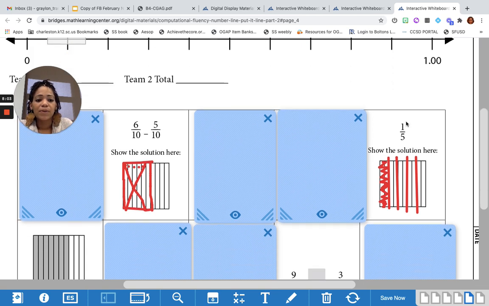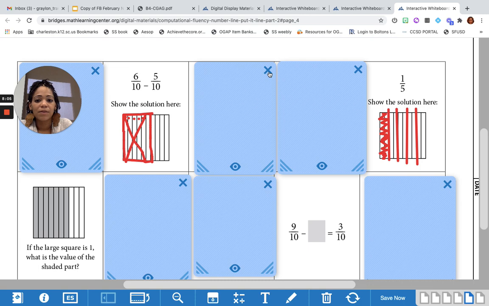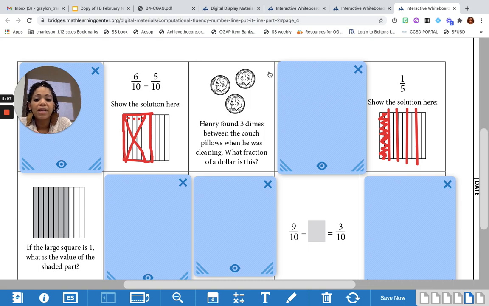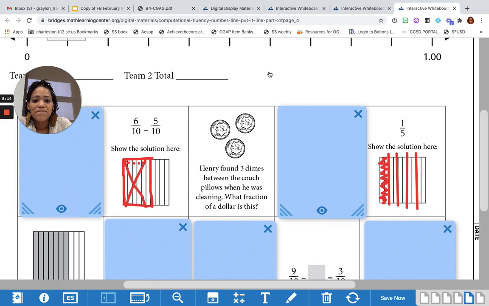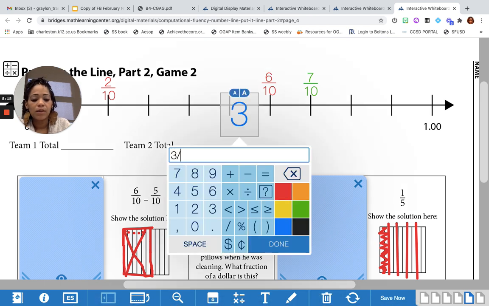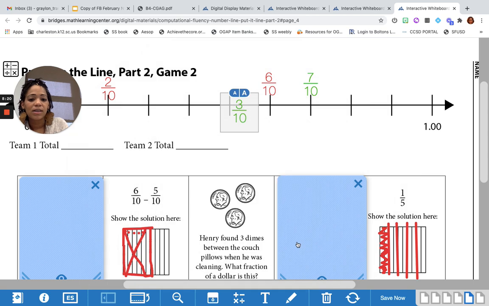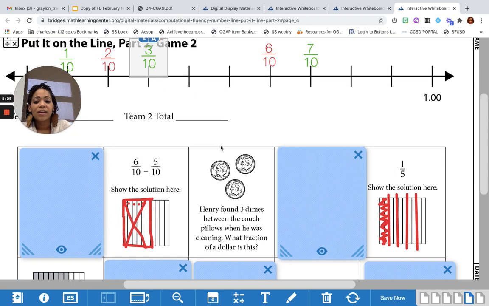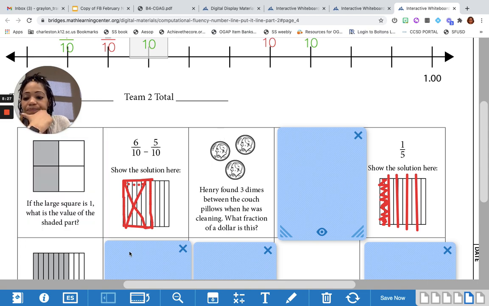Your turn. Where are we going? Here? Let's see. Henry found 3 dimes between the couch pillows when he was cleaning. What fraction of a dollar is this? 3 dimes. Good. 3/10. Awesome job. Or I could even say 30 hundredths. 30 hundredths.